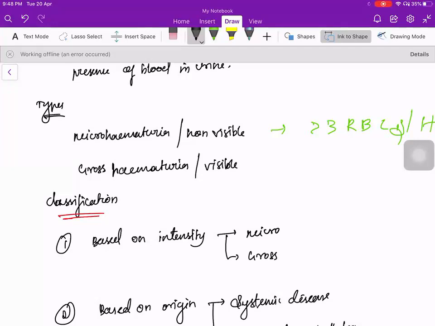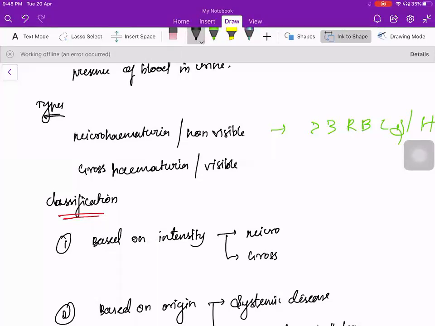And gross hematuria means there will be discoloration in the urine. The urine will be red in color. So there is actually a change in terminology. Previously, it was termed microscopic hematuria. Now it is termed microhematuria, and it is also called non-visible hematuria. The recent terminology is non-visible hematuria.